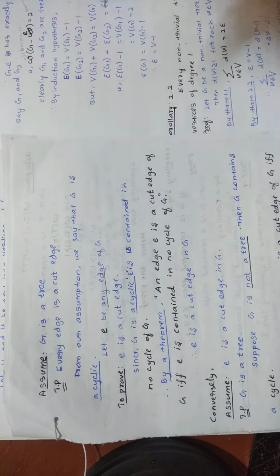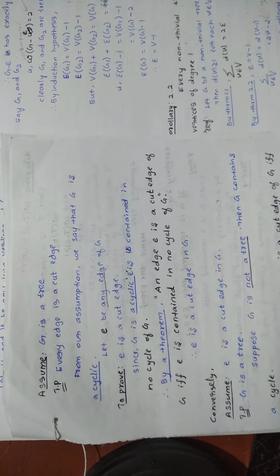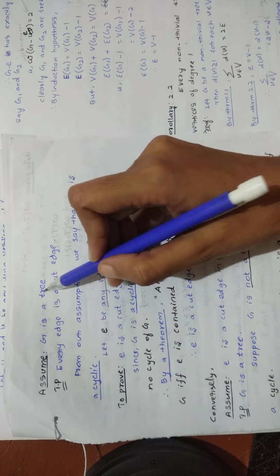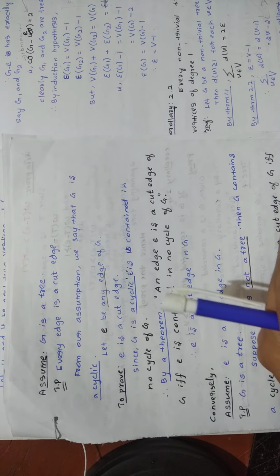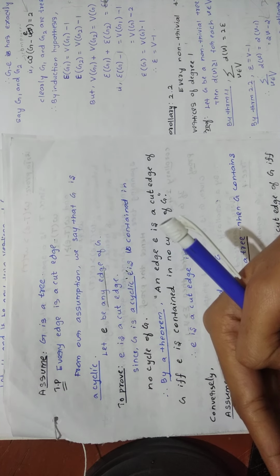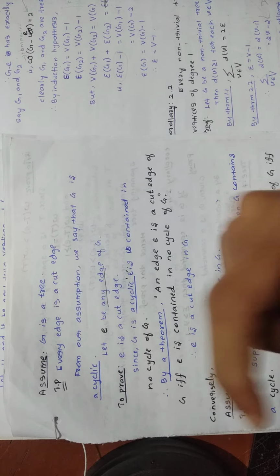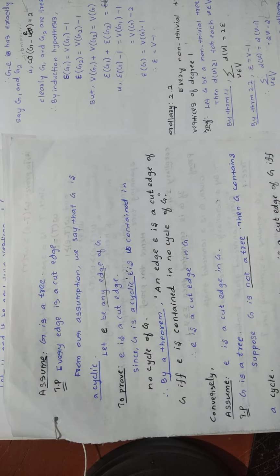So now, from our assumption, we have assumed that G is a tree, right? If it is a tree, then it is obvious that G is acyclic. If there is a cycle, then you could not say that graph is a tree. So you should not have any doubts that in our assumption we have G is a tree, so you can say that G is acyclic. Now you are considering an edge here. The name of the edge is E. Only if you have an edge can you say that every edge is a cut edge, right? So to prove that, you are choosing an edge. The name of the edge is E.